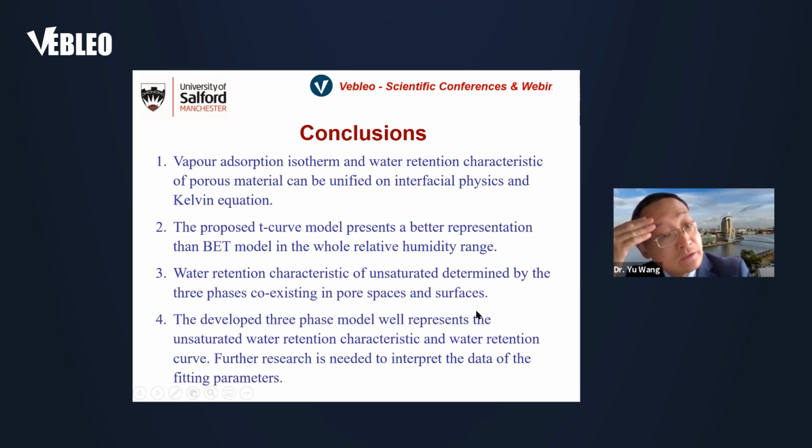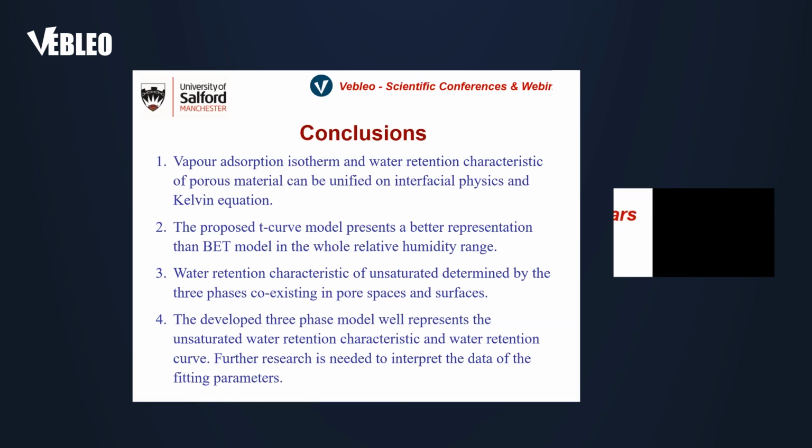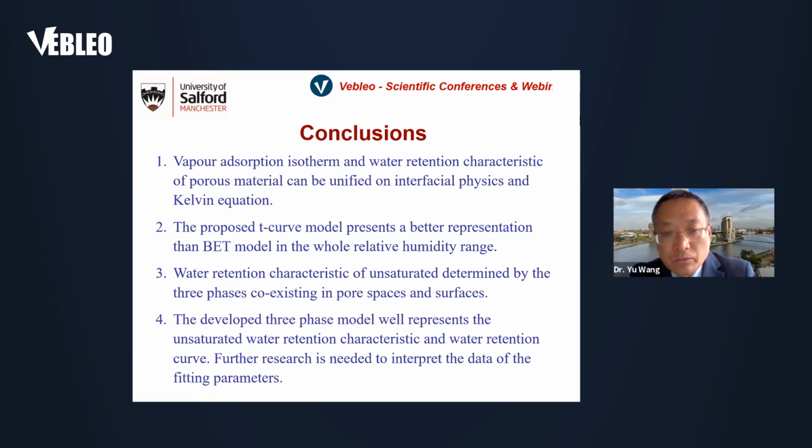So, a brief conclusion: we say the vapor adsorption isotherm and water retention characteristic of porous material can be unified on interfacial physics and the Kelvin equation. The proposed T-curve model presents a better representation than BET models in the whole range of relative humidity of the vapor. The water retention characteristic of unsaturated materials is determined by three phases of water coexisting in the pore spaces and on the pore surfaces. And the developed three-phase model presents a good representation of the unsaturated water retention characteristic and the water retention curve.